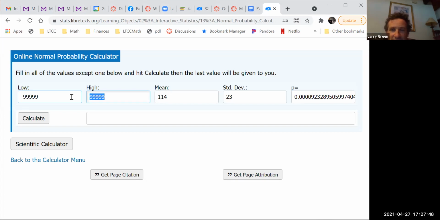I don't see y'all jumping in. 90. Okay. Anything bigger than 90 is not a boundary of less than 90. Same mean, same standard deviation. I erase the P and hit calculate. And you get 0.1484.